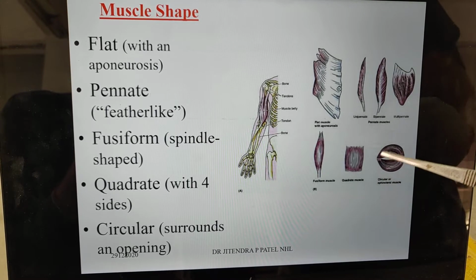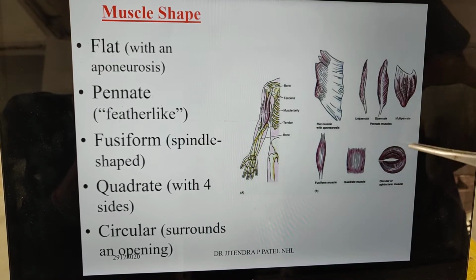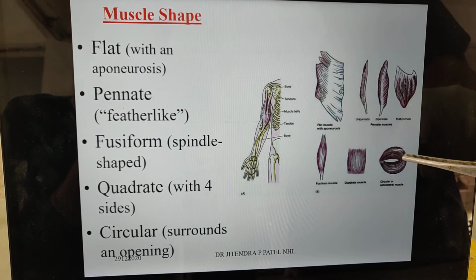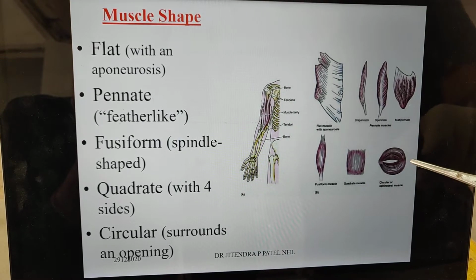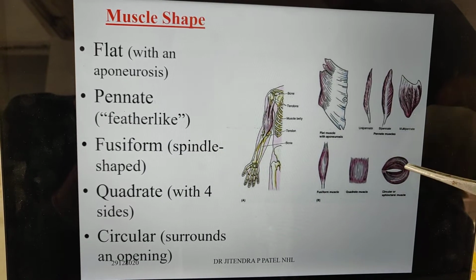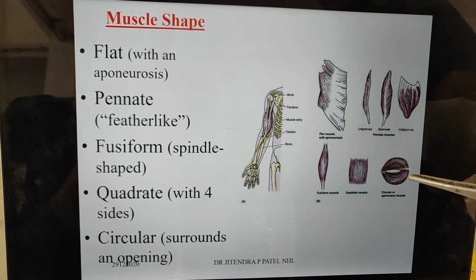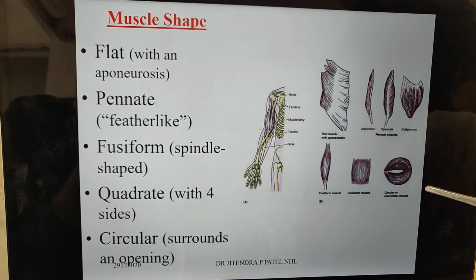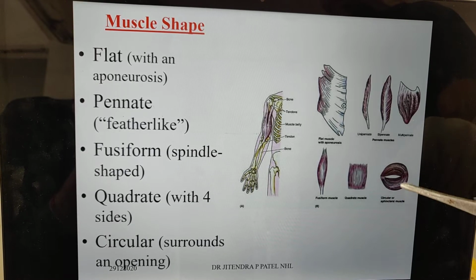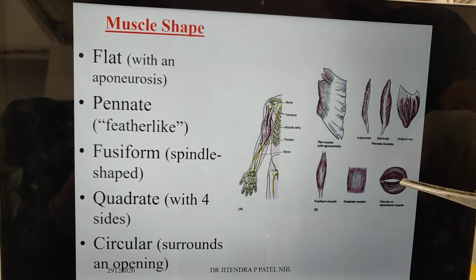Some muscles are rounded in shape and are called circular muscles, mainly the muscles around any orifice like the eyes, nose, mouth and anal canal. Wherever there is an orifice, the muscle is circular, mainly to close the orifice, and it surrounds the opening.